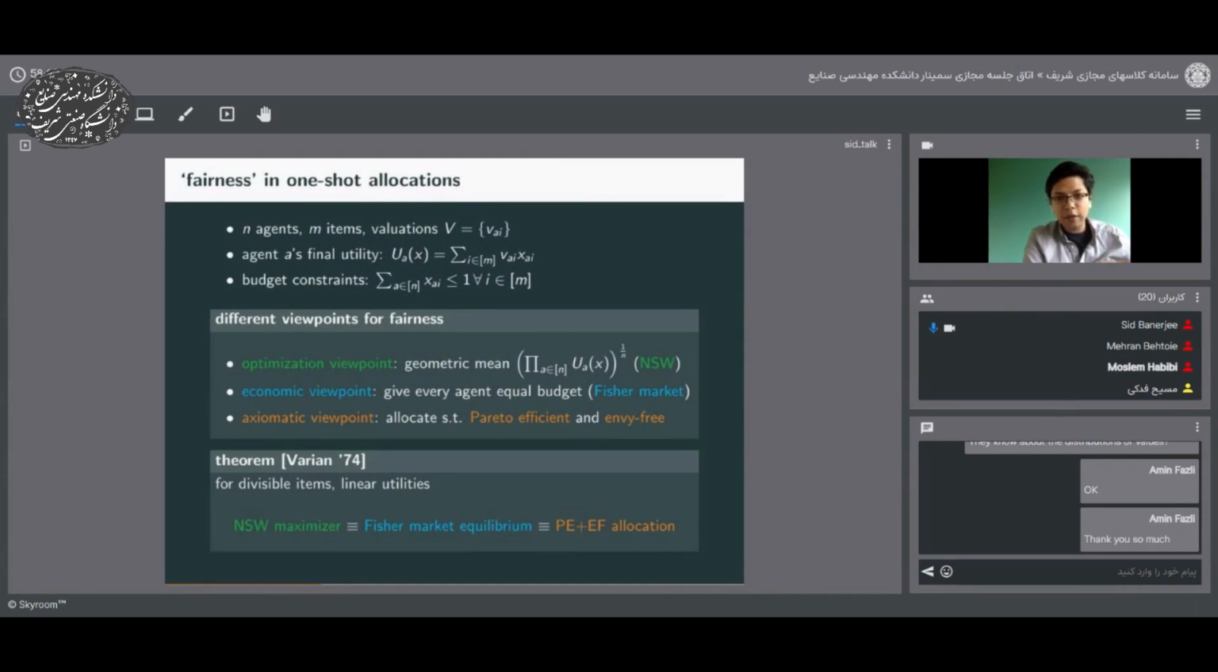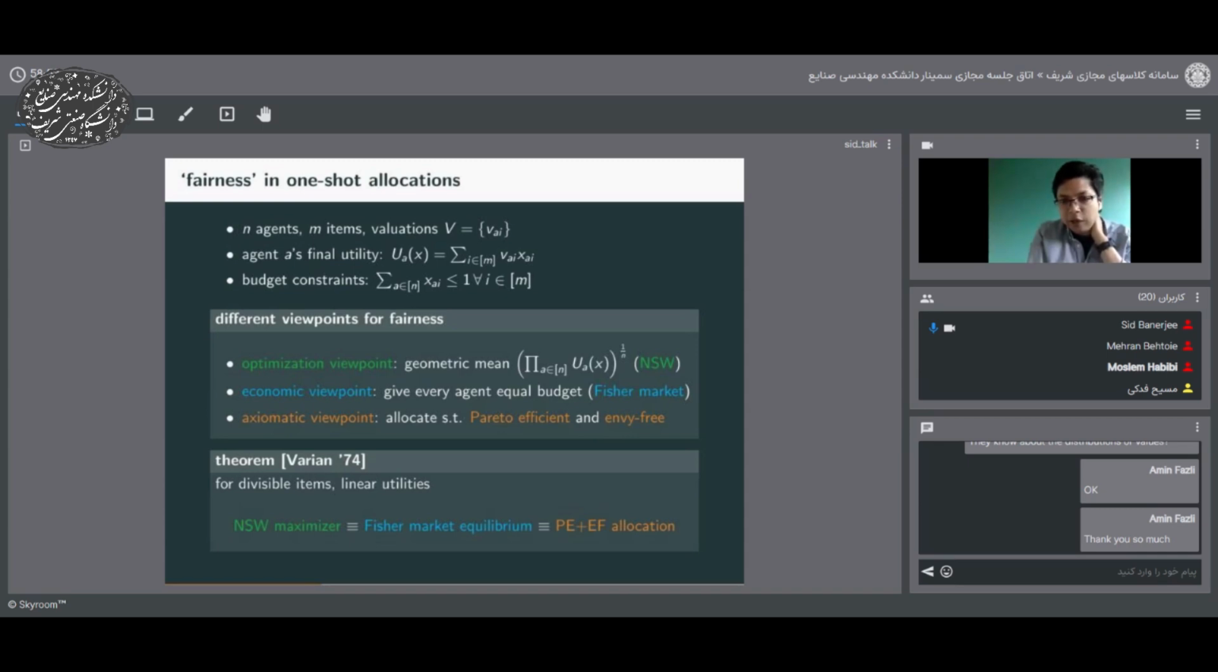sort of take any fractional x_ij, and the utility function has a particular form. So for example, what I've given over here is what's called a linear utility function. The theorem is actually much more general, but it definitely works for linear utility functions. So as long as you have divisible items and linear utility functions, there's an amazing theorem by Varian back in the 1970s where he basically proved that the allocation that you give under each of these.